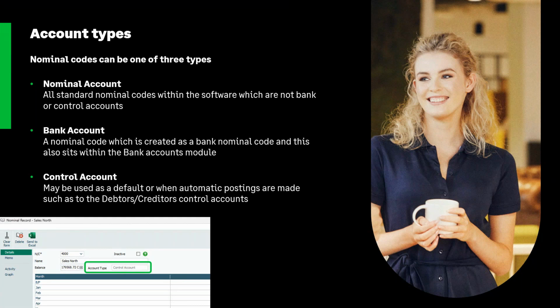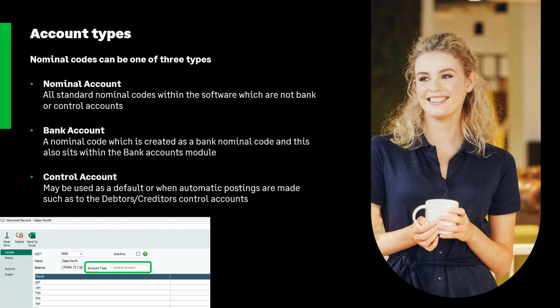The second account type is bank account. Now, a bank account is just like any other nominal record, but it's one that is created or appears within the bank accounts list. So it still forms part of your nominal ledger, and it would still be listed in your nominal codes list, but it's also what determines that it is listed within the bank accounts module. We'll be touching on that a little bit later if you need to set up a new one.